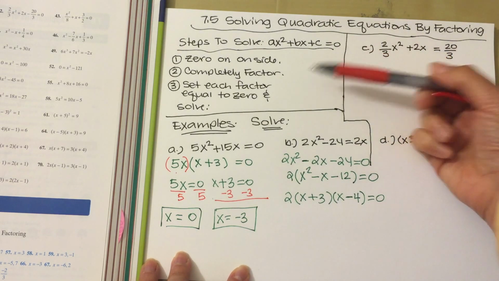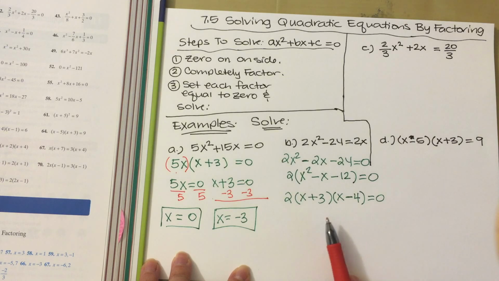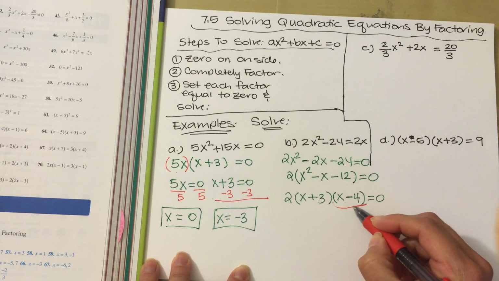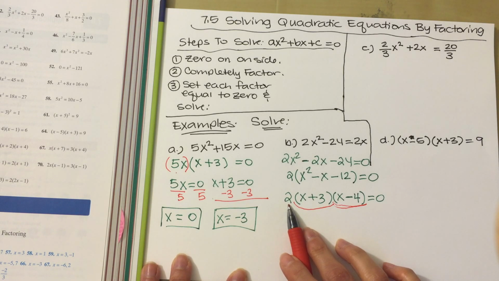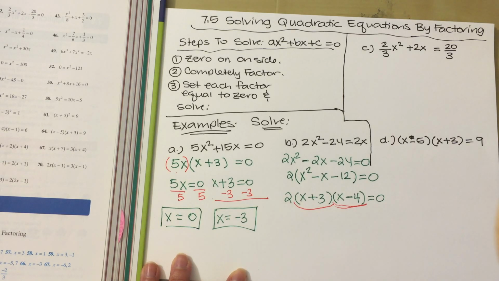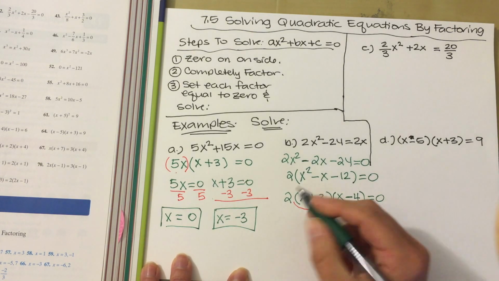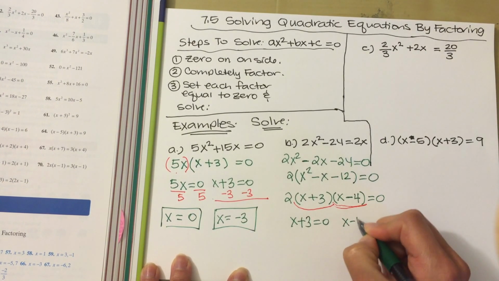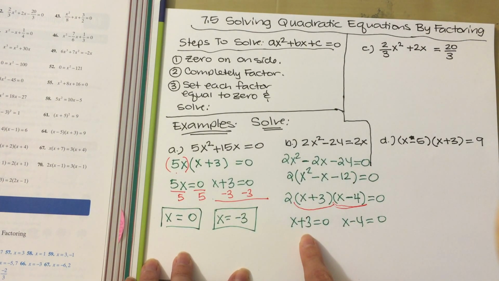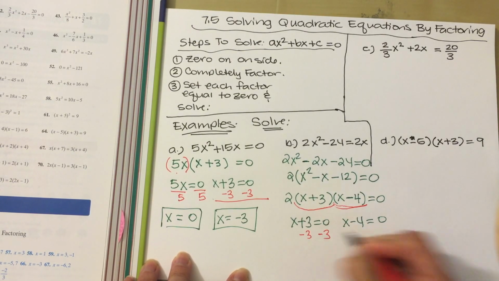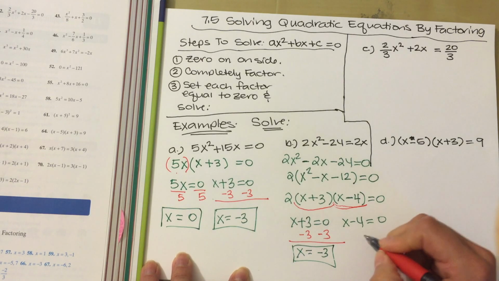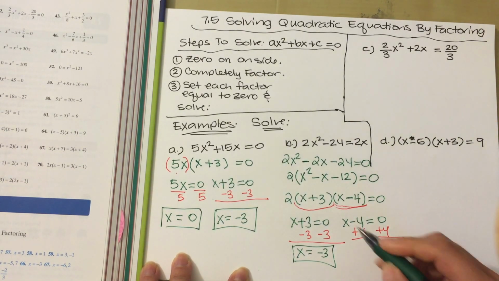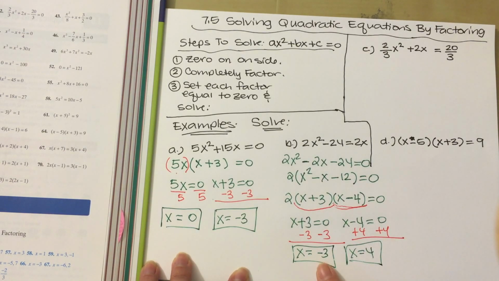Okay, step 3, set each factor equal to 0. How many factors do we have here? You have this x minus 4, and I have x plus 3. 2 does not have a variable, it's just the number 2. So if you have just a single number, we don't set that number equal to 0. So we only write x plus 3 equal to 0, x minus 4 equal to 0. We solve each of these. You're going to subtract 3. X is negative 3. And then we also add 4 to both sides. And we get that x is equal to 4. So in this case, we have two solutions as well.